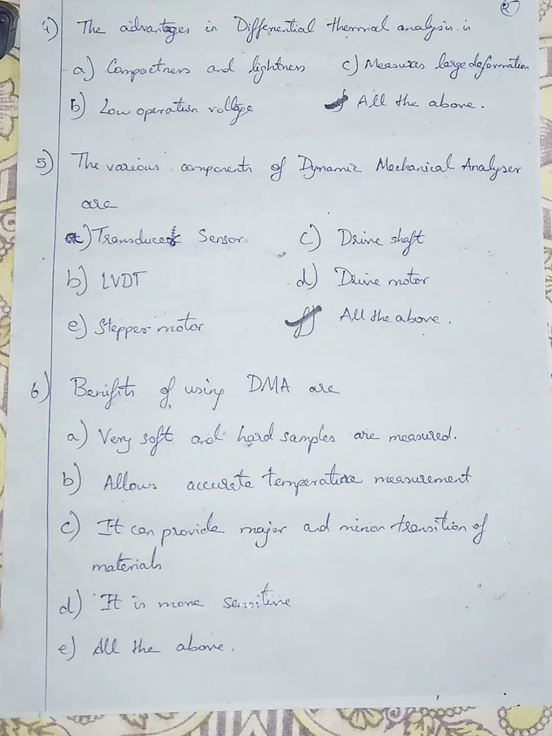And it allows accurate temperature measurement. It can provide major and minor transition of materials. Any little transition you can also identify. Transition means changes, from one form to another form. Option D is it's more sensitive. Sensitive means you can find the least point. If there is a difference of 0.1 you can identify it, 0.01 also. Changes at the 0.01 level can also be identified.